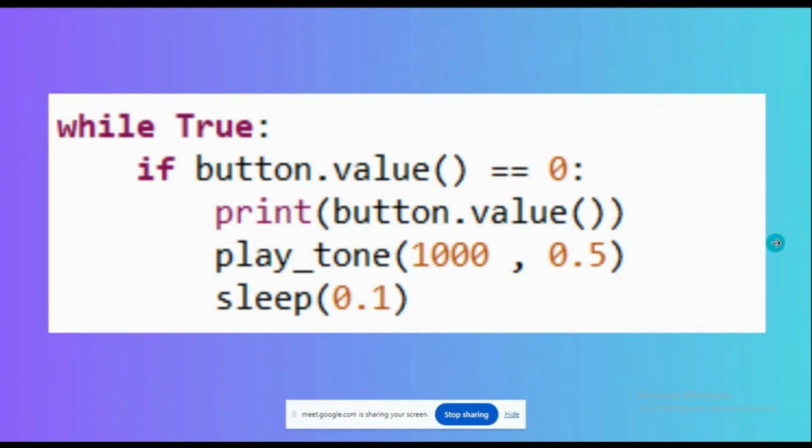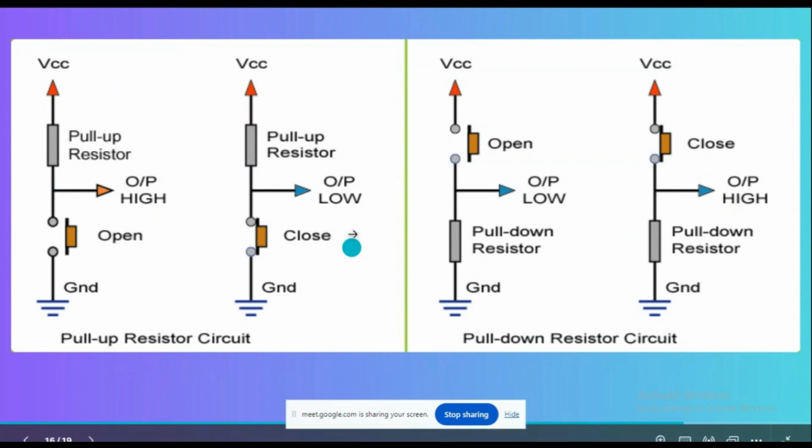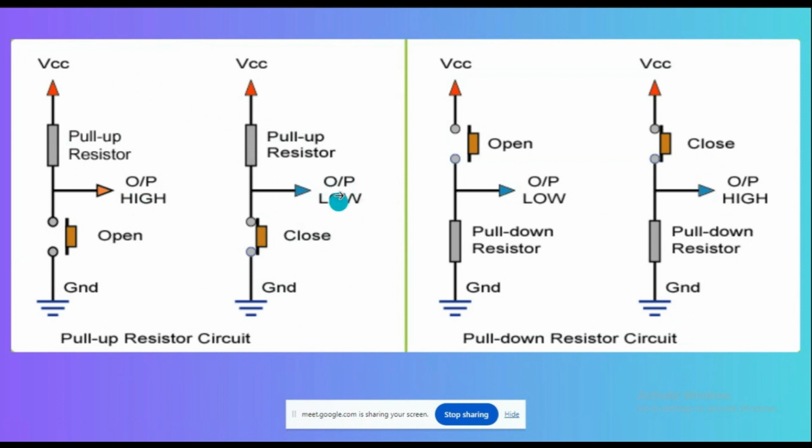Before going to Thonny, let me show you the pull up and pull down function again here. So this is the pull up. Pull up means when the button is not pressed, it is open. The output is high, digital high, that means 1. When the button is pressed, output is low, that means digital 0. In the pull down resistors, it is the other way. When the button is not pressed, output is 0. When the button is pressed, output is 1. But here in the Magicbit, we have this pull up. That is why we are checking whether the button value is equal to 0 in order to check whether the button is pressed or not.